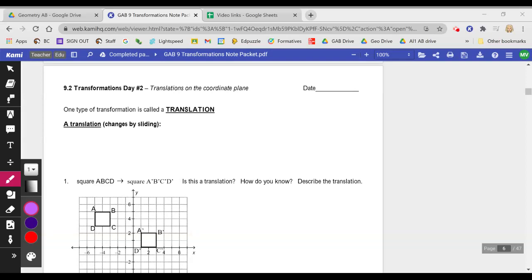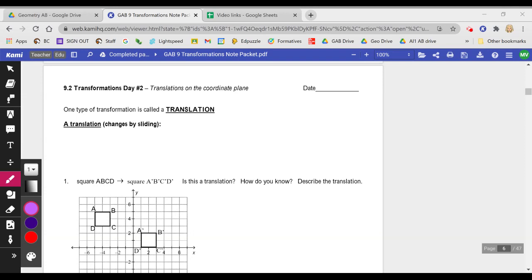Everyone. Today we're going to talk about translations on the coordinate plane. So translations are a type of transformation. A translation is a slide. There are two ways to denote translations.